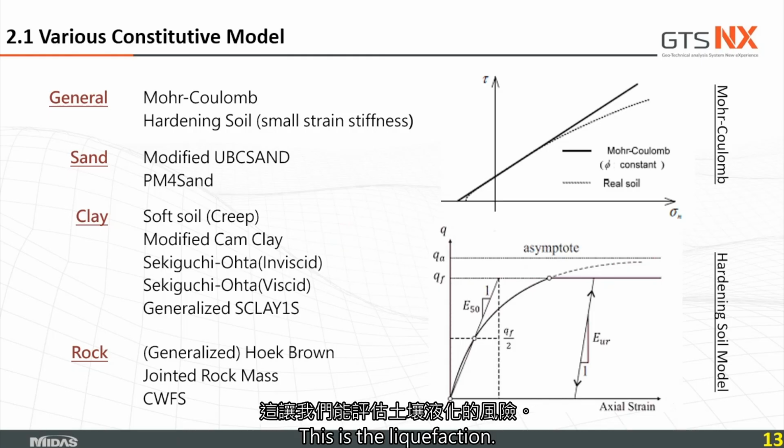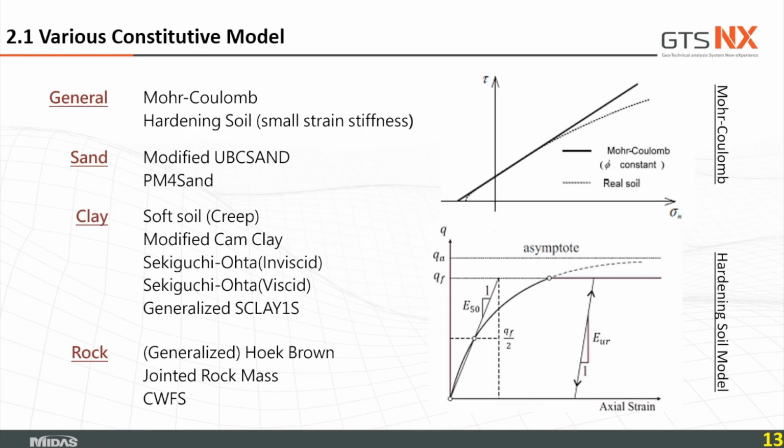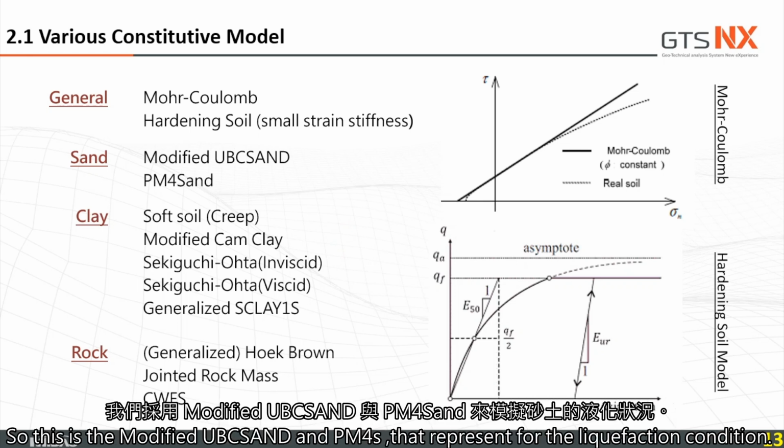Another case is the sand simulation, which represents another very important case. This is liquefaction. In liquefaction, we can represent it with 2 simulation models to capture the variation of the void ratio during the liquefaction status. These are the modified UBC sand and PM4 sand.